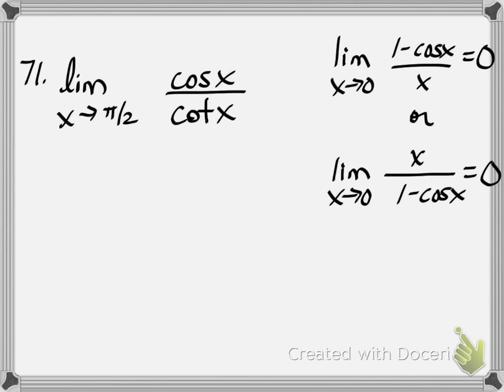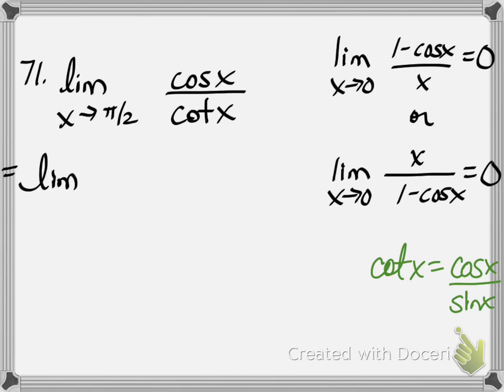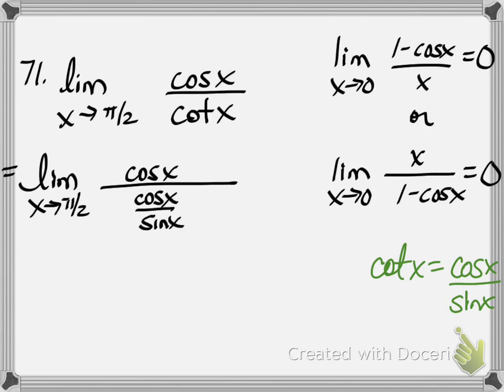So in class we did a trig identity with tangent the other day, and tangent was sine over cosine. We also have a trig identity with cotangent, and cotangent is cosine over sine. So why don't we try to do that? Equals the limit as x approaches pi over 2 of cosine x over cosine x over sine x. Don't lose where that original division bar was. So it's this fraction divided by this fraction. So we're going to keep change flip right here. So flip sine x over cosine x.